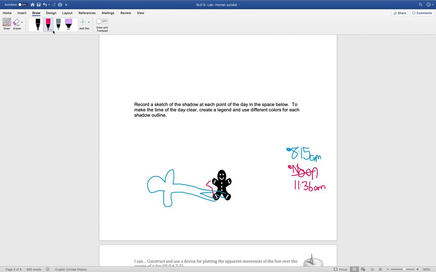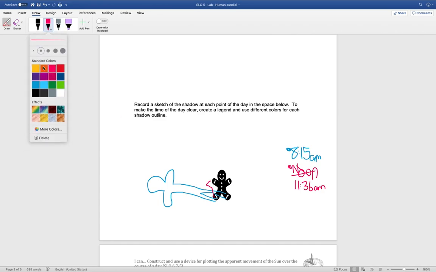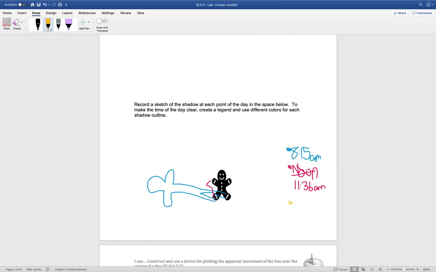Yeah, and then you'd have another one for your last one. Okay, so that would be like at 3 o'clock or whatever time you happen to have done it. Maybe it was like 3:15. Okay, so this is for the people who did the lab. Everybody else, you are going to be finishing this off tomorrow once you have the information from your classmates. Okay, that is it for today.